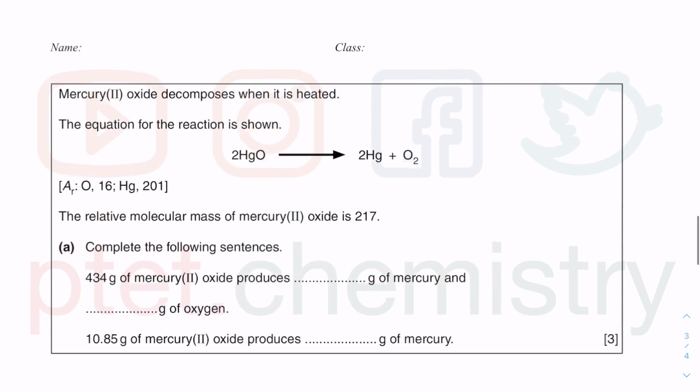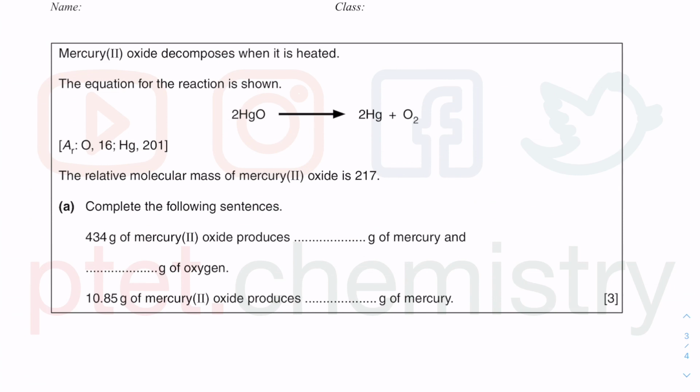Moving on to the next example. So this is a new question. This is called mercury 2 oxide. Mercury is a liquid metal. There are only 2 liquids in the whole periodic table. One of them is a metal, mercury, and the other one is bromine.